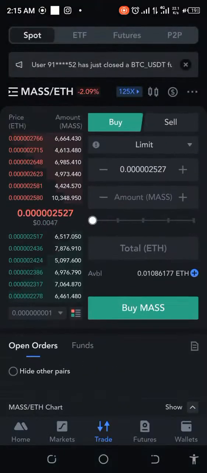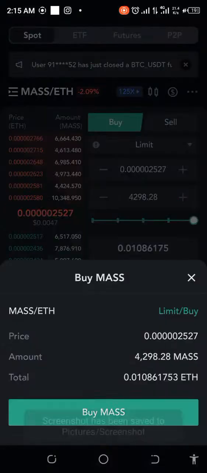Okay, so what we're doing is that we're just picking up the whole entire 100%. So we're getting 4298, lower than what we thought, but that's fine. We're going to go ahead and just click on buy. Okay, and the same thing goes here.